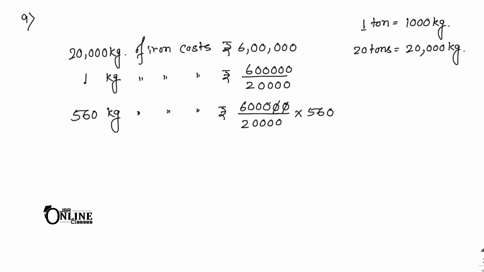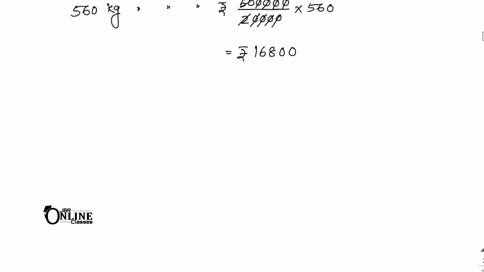So 1, 2, 3, 4. 1, 2, 3, 4. Cancel out. And here 2 cancel out 60. It becomes 30. That means here rupees. So first you have to multiply 56 into 3. That will equal to here 168. And then write down 2 zeros. So your answer 16,800. Now next one. Sum number 10.